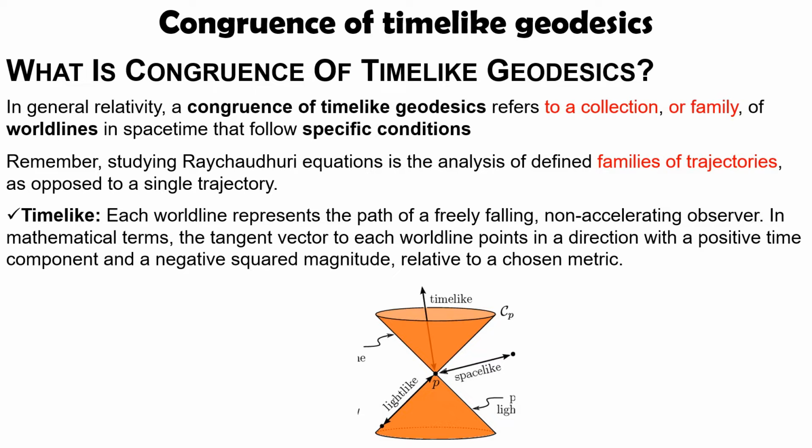In mathematical terms, we can say the tangent vector to each world line points in a direction with a positive time component and a negative squared magnitude relative to whatever metric we are selecting. So this figure shows what is called time-like. In my previous video, I explained what is time-like, space-like, and light-like, Minkowski's contribution to all this. So this is what we call time-like.